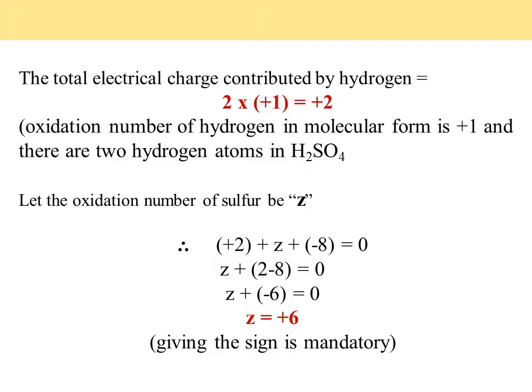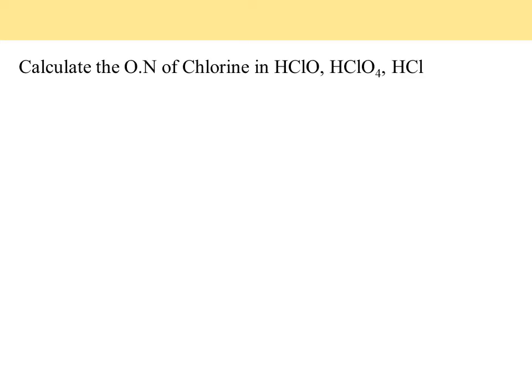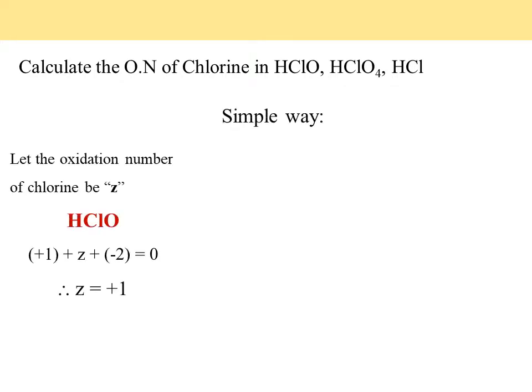If you notice, at each and every place I have added this plus sign or minus sign, because I'm stating that giving the sign is mandatory. Calculate the oxidation number of chlorine in HCl, HClO, HClO4. A simple way now, not to write so much. Since we know everything, we will just write the statement: let the oxidation number of chlorine be Z, and this formula HClO. For hydrogen it's +1, chlorine is Z, and oxygen is -2, so Z equals +1.